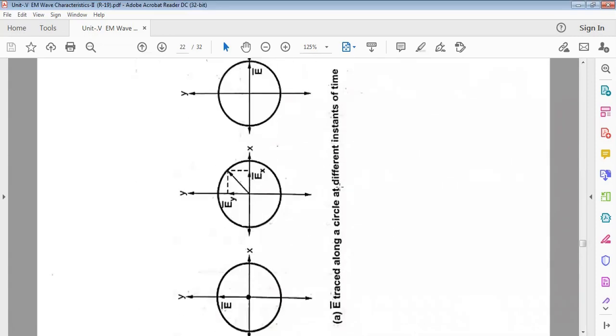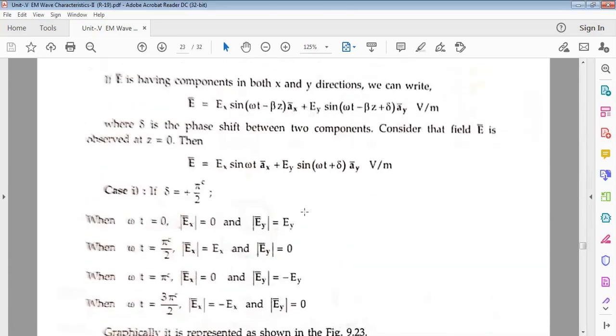When it is in the anti-clockwise direction, let us see mathematically. If E bar has components in both the X and Y directions, we can write E bar is equal to Ex magnitude sine omega t minus beta z ax bar, and Ey sine omega t minus beta z plus delta into ay bar, in volts per meter, where delta is the phase shift between the two components. That phase shift we can take as exactly 90 degrees.